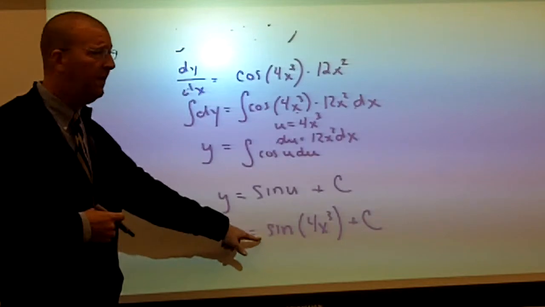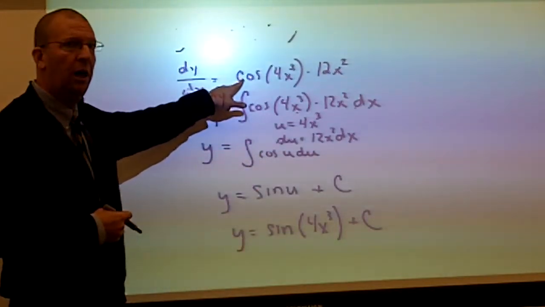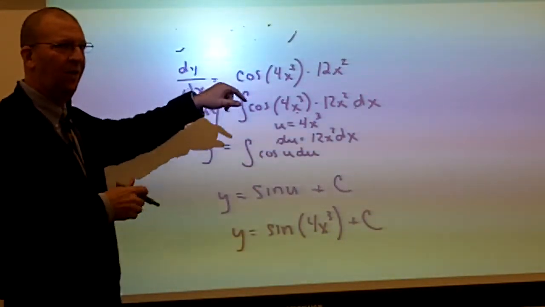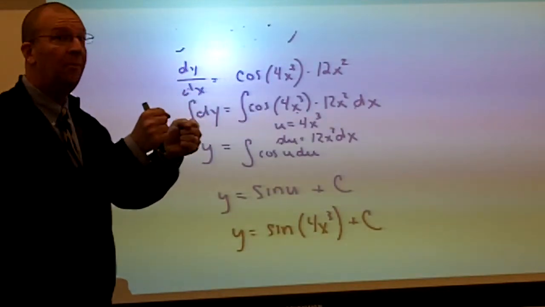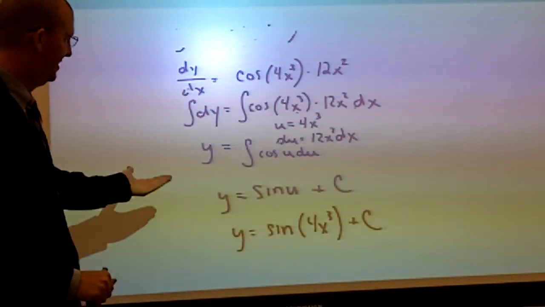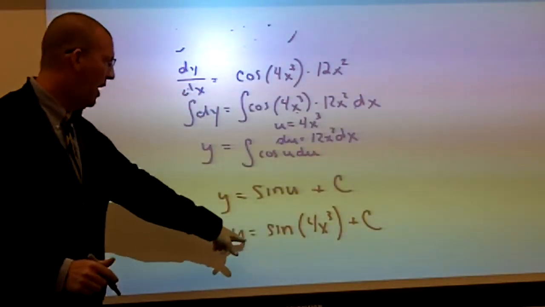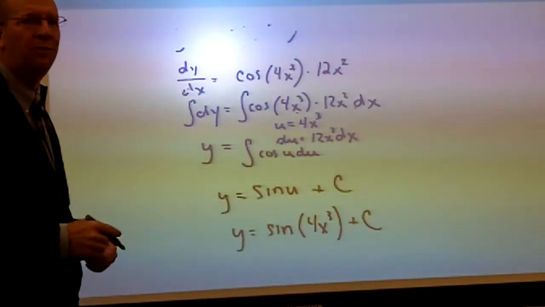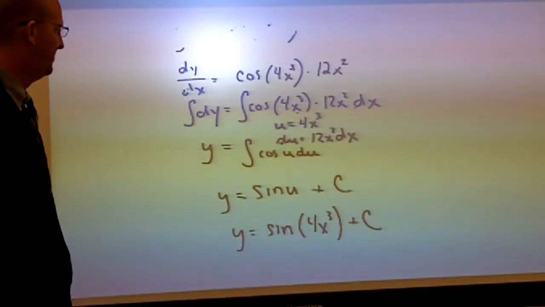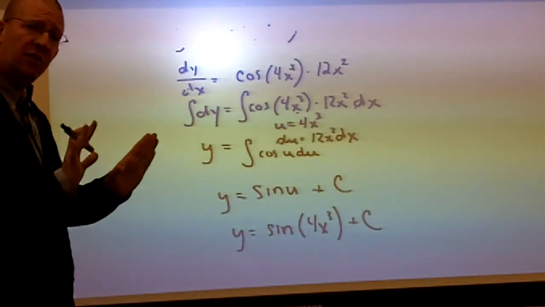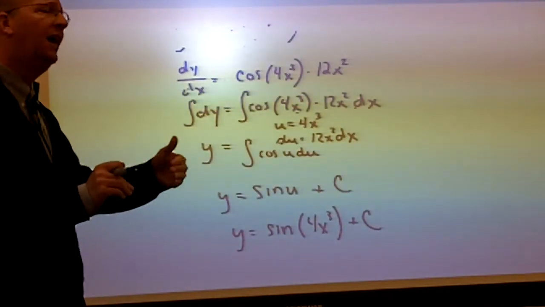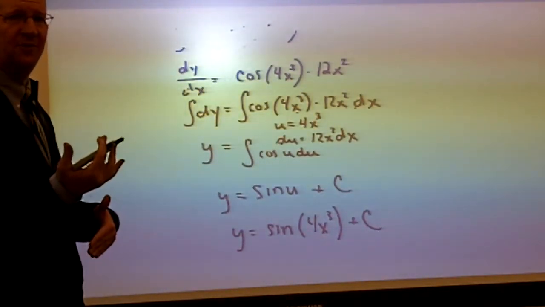Take the derivative here, use the chain rule. Take the integral, break the chain. And we end up here, y equals sine 4x cubed plus c. And that's lesson 1 on integrating with the u-substitution.